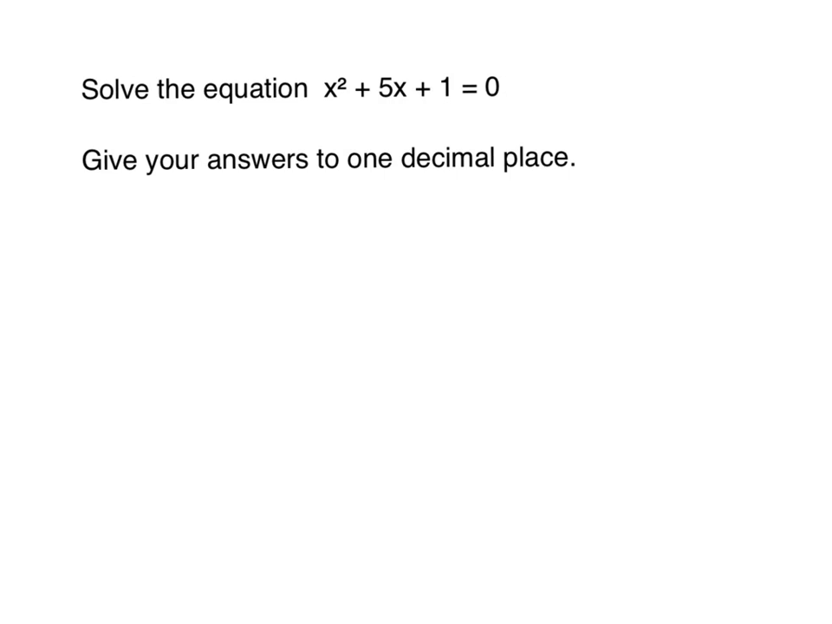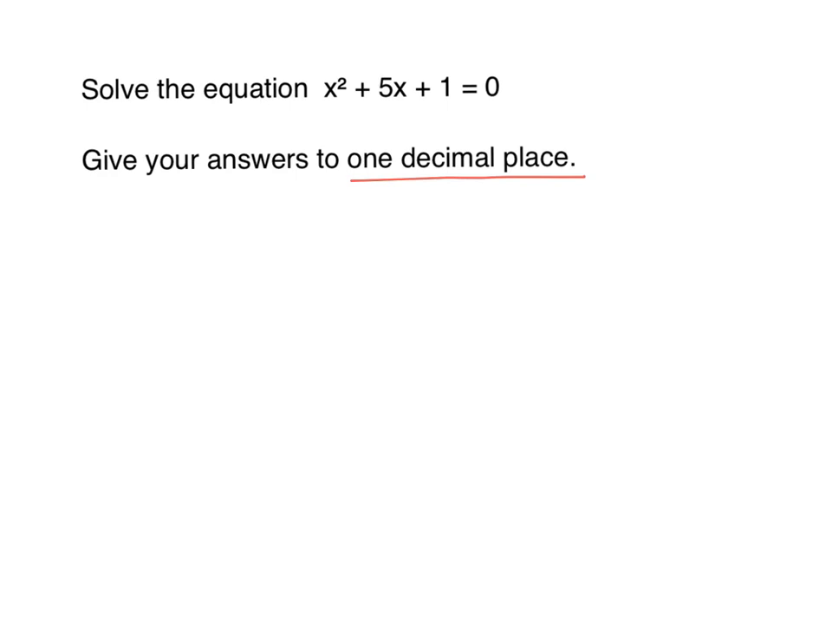Solve the equation x squared plus 5x plus 1 is equal to 0. Give your answers to one decimal place. Now the fact that it says to one decimal place means that we're going to be using the quadratic formula. We're not going to be able to factorise.